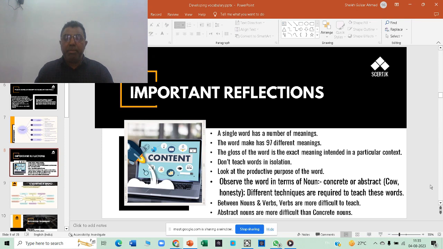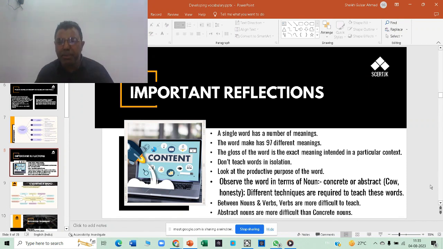And also remember that, observe the word in terms of noun. क्या ये word noun है? अगर noun है, is it a concrete noun or abstract noun? For example, if you take these two nouns, cow and honesty. Cow is a concrete word, honesty is an abstract word. So you can better understand what kind of pedagogy you need to teach cow.